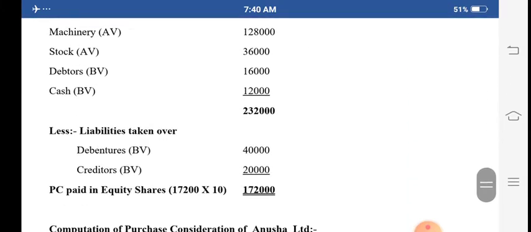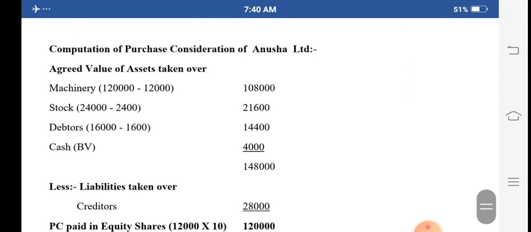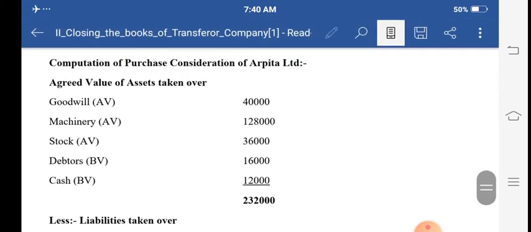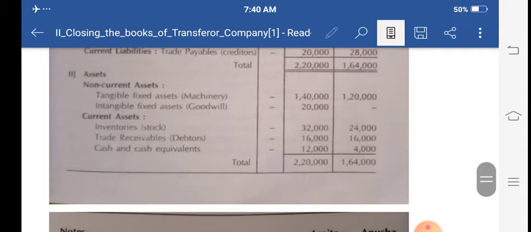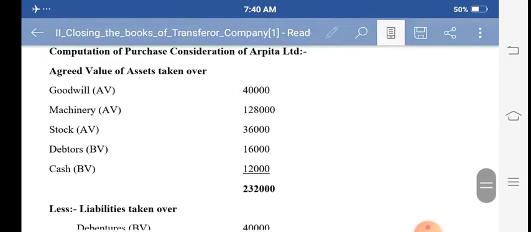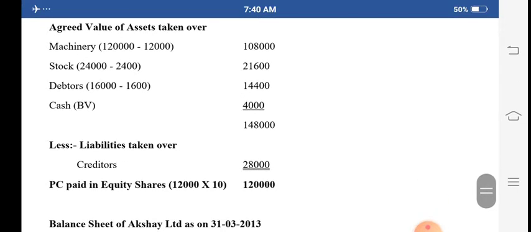This is the computation of purchase consideration of Anusha Limited. First of all, we have to take the aggregate value of the assets. Machinery: the book value is rupees 1,20,000, less 10%, which is 12,000. So machinery is 1,20,000 minus 12,000, and the remaining amount is 1,08,000.